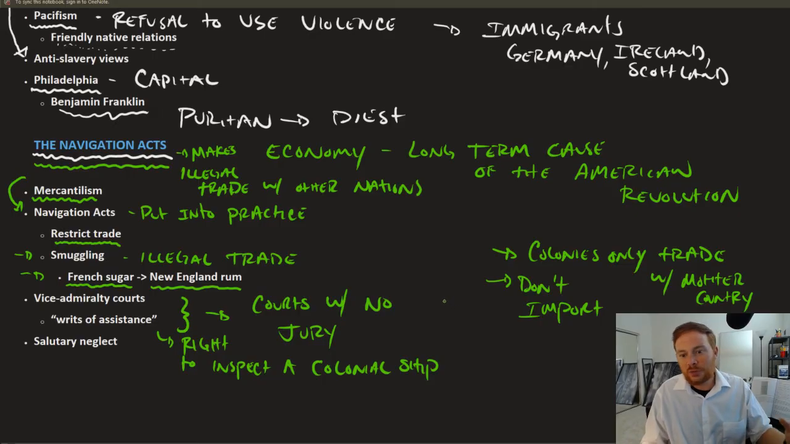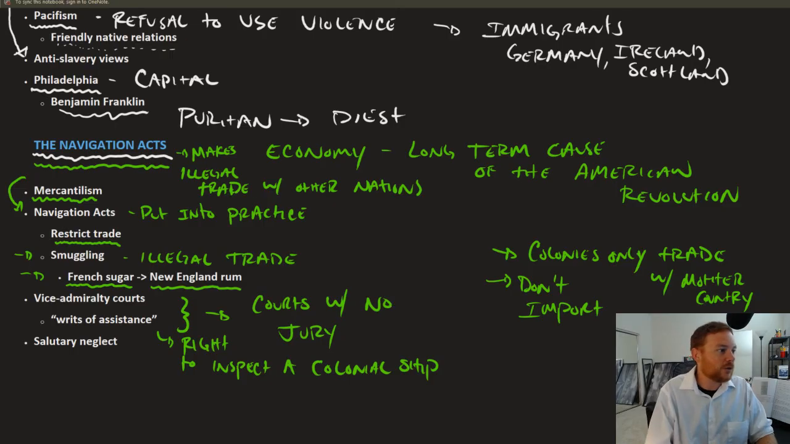And you could see how this started to build up tension between the colonists and the British Empire. If you're a colonist and you're illegally trading, you get caught by a customs agent using a writ of assistance, who has the right to board your ship. You're brought before a court where you have no jury, and you're found guilty. So this started to build up a lot of tension.